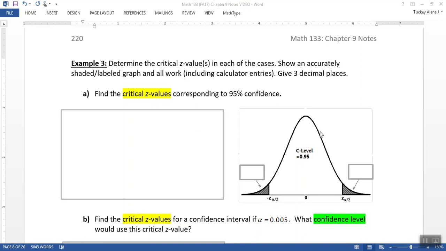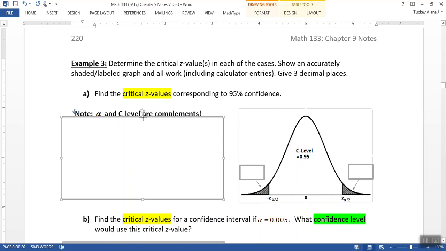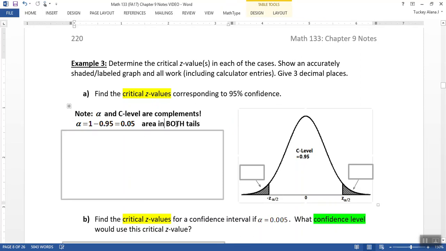All right, well, I started by drawing the picture, and I put the C level in the center, just like I should. And then I've got my z alpha over 2, negative z alpha over 2. So all of that is drawn. Now remember, alpha and the C level are complements of each other, right? We've already learned that before. So that means that since my C level is 95%, my alpha would be 1 minus 0.95, which would be 0.05. Now that's the area in both of the tails.